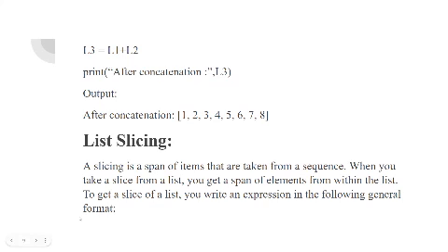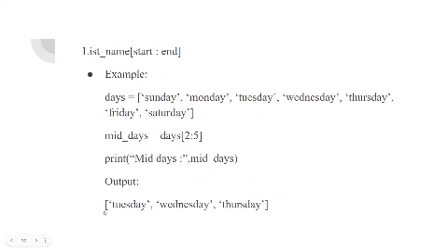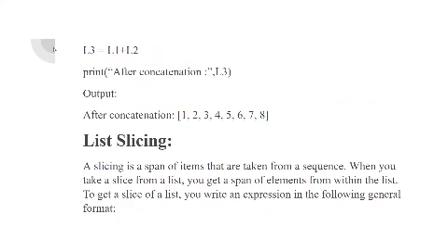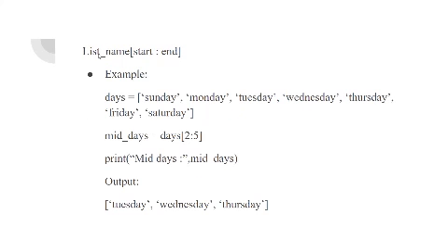If you want particular elements in a list, we are going to slice the list into different sub lists. This is how we can slice. This is the syntax of list slicing: list name, square brackets, start, colon, end.